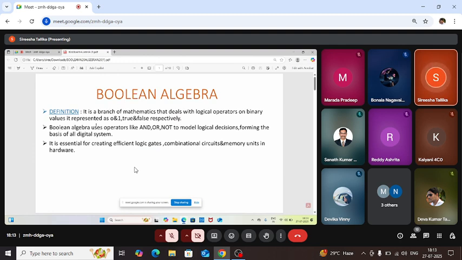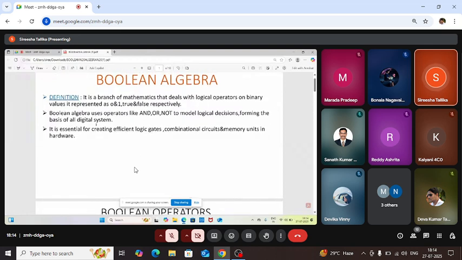Boolean algebra uses some basic operators: AND, OR, NOT gates. These logic gates are used to model logical designs, forming the basis of all digital systems. Boolean algebra is also used for the efficient creation of logic gates, combinational circuits and memory units in hardware. It is also used in electronic circuit theory and is the foundation of digital circuits, etc.